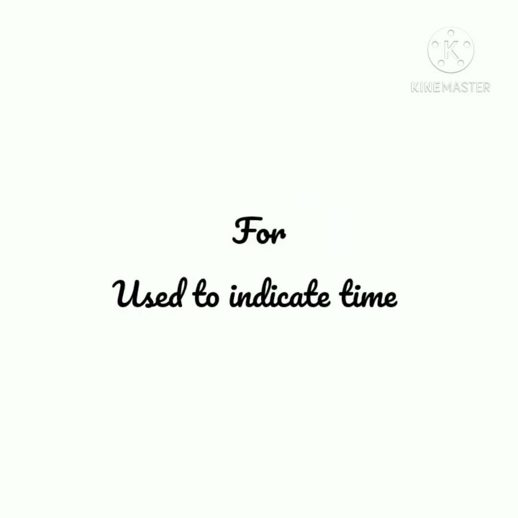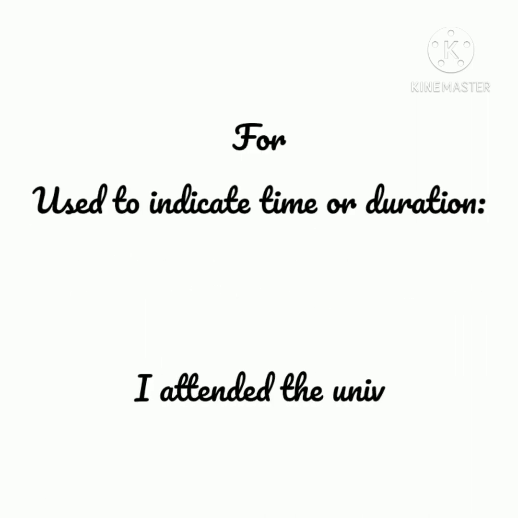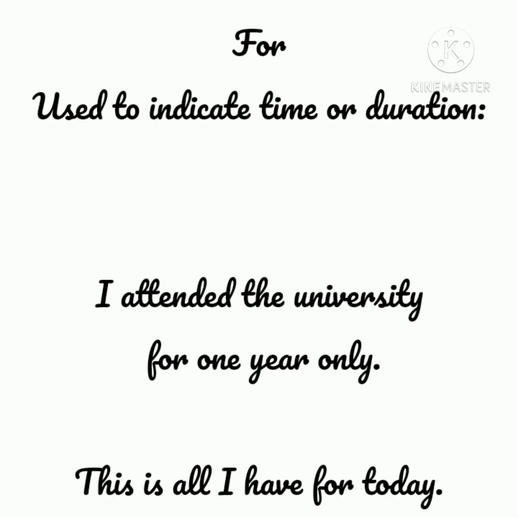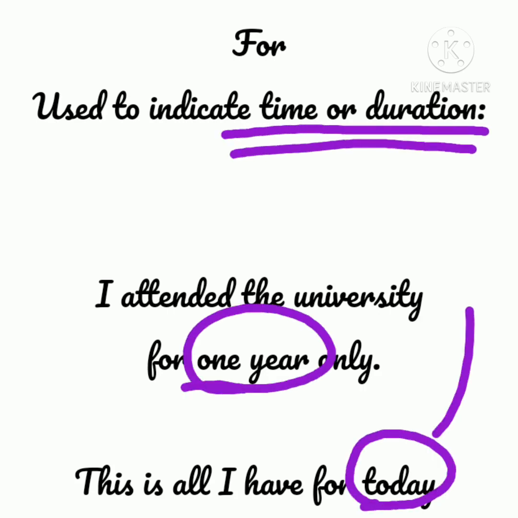For is used to indicate time or duration. Examples: I attended the university for 1 year only. This is all I have for today. So for is also used to indicate time. Okay, specifically time and duration. So like here 1 year and today show the time or duration.